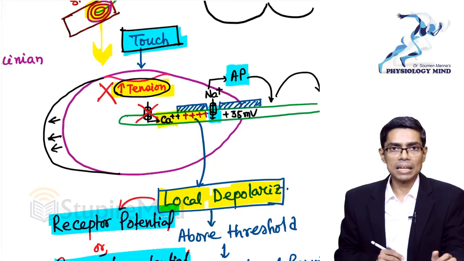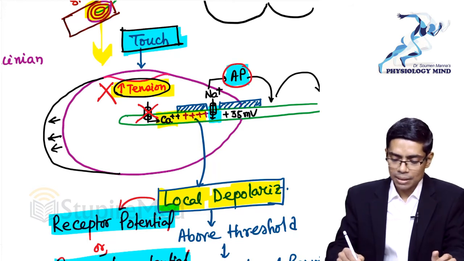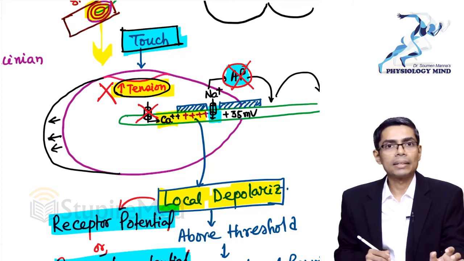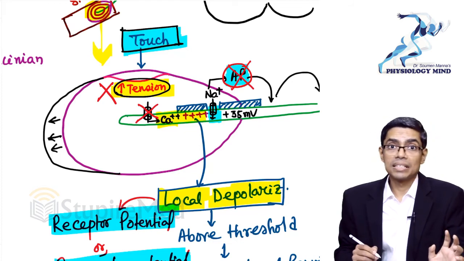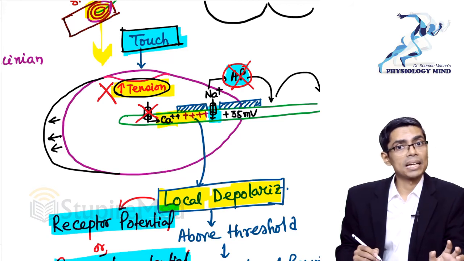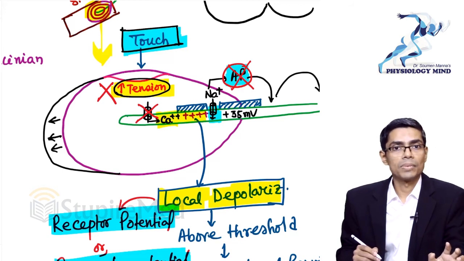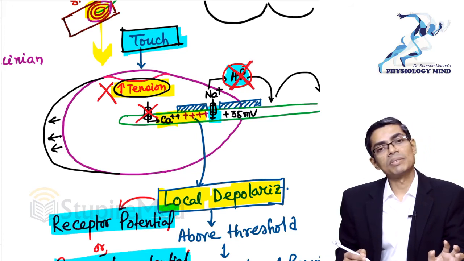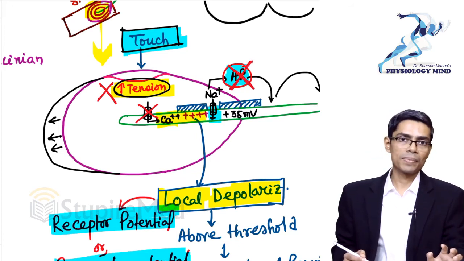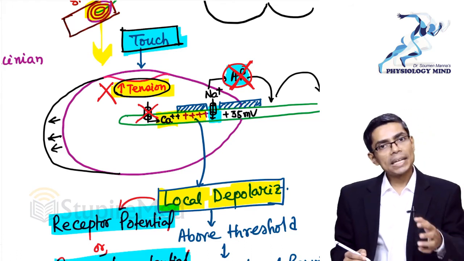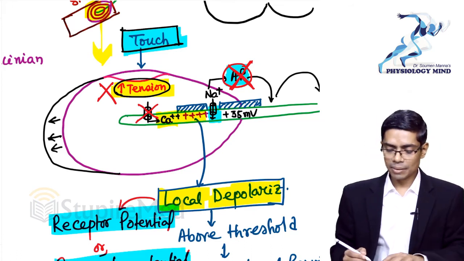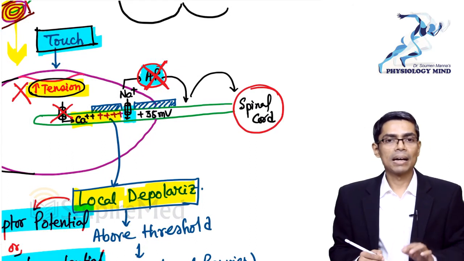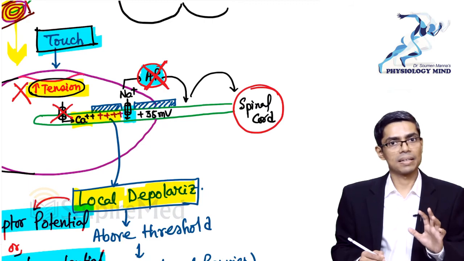If it is not opening up, what do you think? This action potential will also not be generated, or there may be action potential generation, but the frequency of action potential will be low. So basically, if the action potential is not generated, or if the frequency of action potential is low, then what will happen? Brain will perceive less sensation, because this transmission of action potential to the spinal cord will be low, and the brain will perceive less sensation.